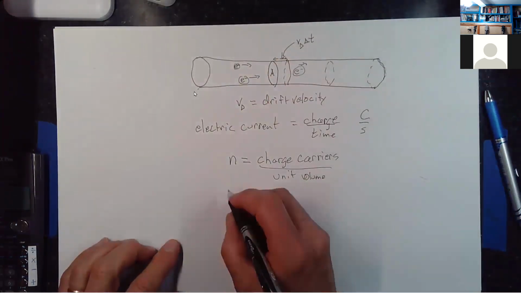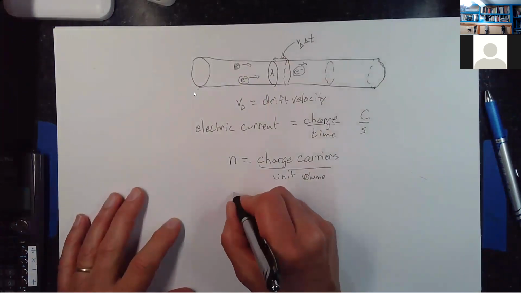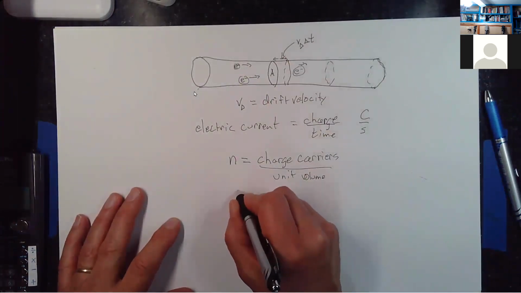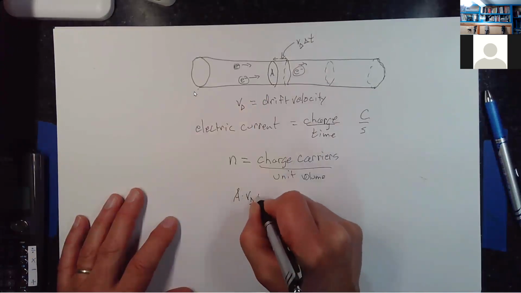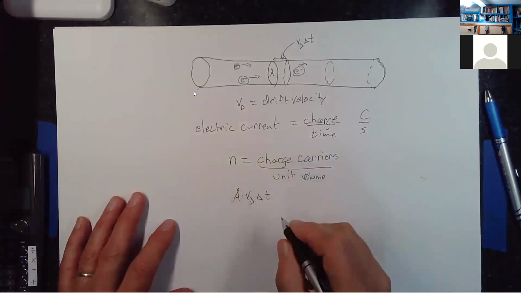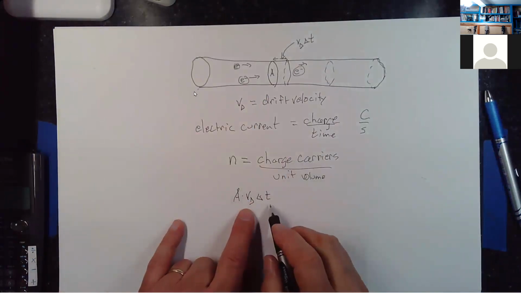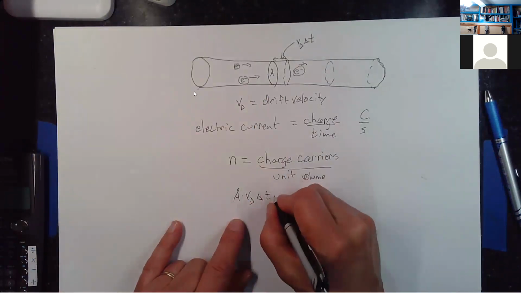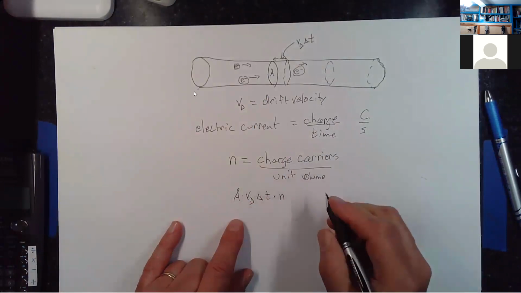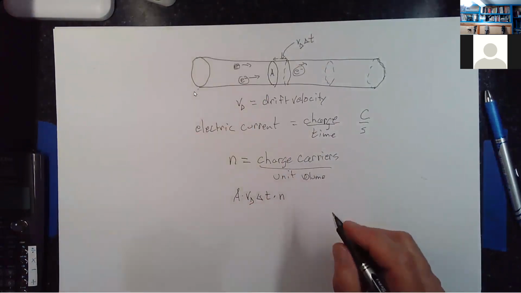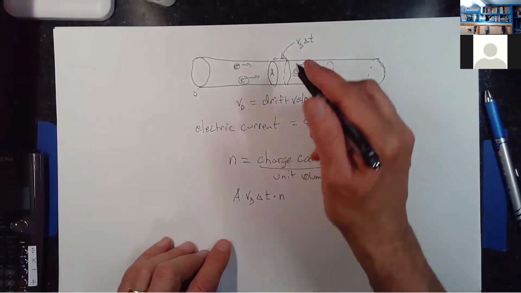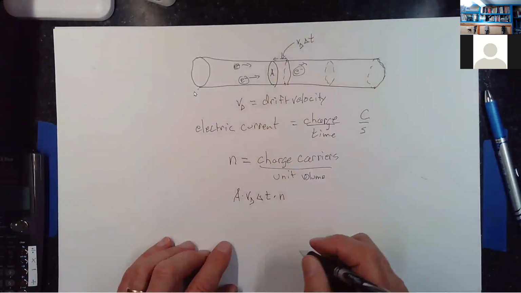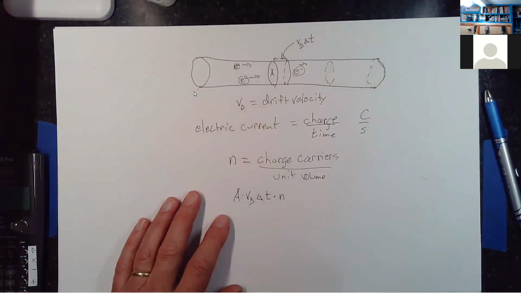And so we'll have the volume A times V sub D delta T. That will be the volume there. And if I multiply that by N, that's the number of charge carriers that will pass through that little slice per unit time, or in the time delta T.